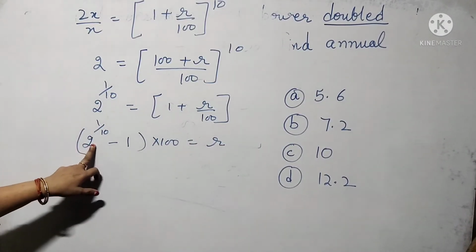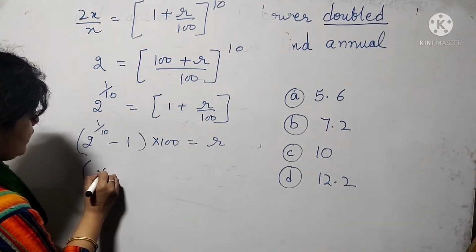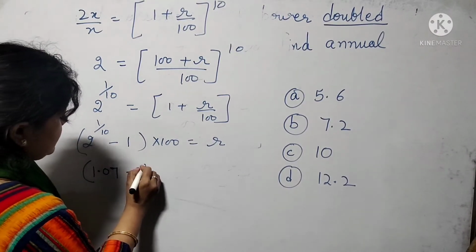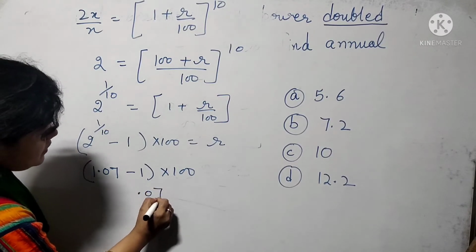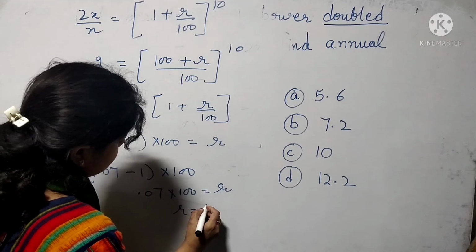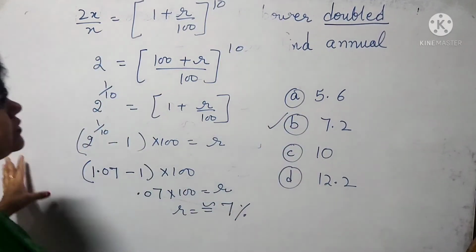When you solve with the help of your calculator, 2 to the power 1 by 10 becomes 1.07. So (1.07 minus 1) into 100. Okay. So it becomes 0.07 into 100 is equal to r. That means r is approximately 7%. So our option becomes B.